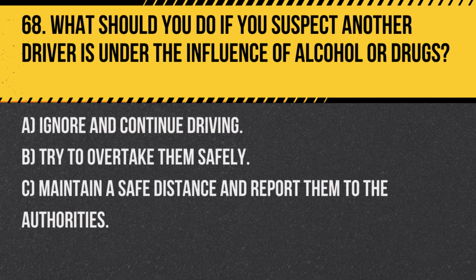Question 68. What should you do if you suspect another driver is under the influence of alcohol or drugs? A. Ignore and continue driving. B. Try to overtake them safely. C. Maintain a safe distance and report them to the authorities. Answer: C. Maintain a safe distance and report them to the authorities. It's important to ensure your safety while helping prevent a potential accident.